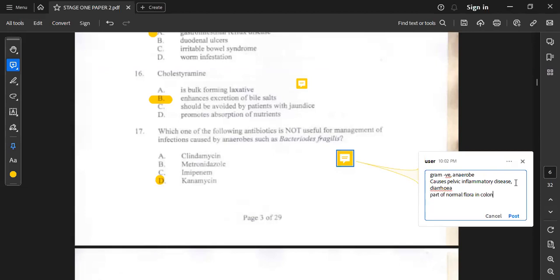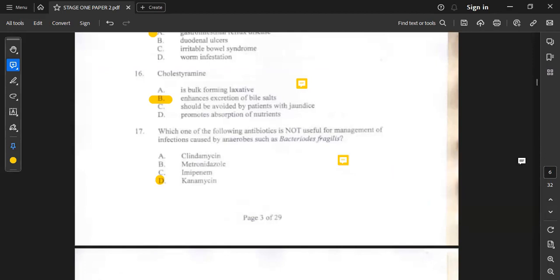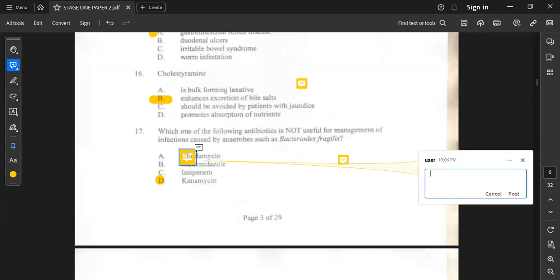Okay. Anything else? Fatima said it also causes peritonitis and abscesses that are associated with abdominal trauma or surgery. So, let me add that.